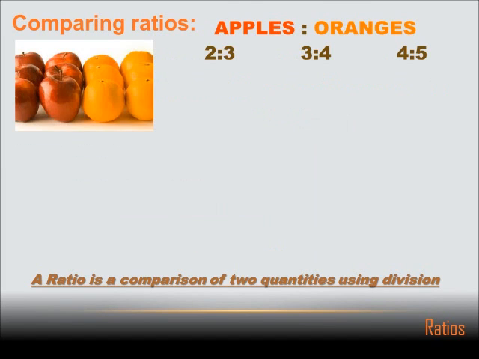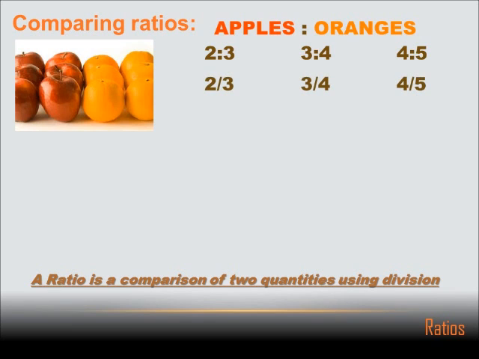All right, we understand now that a ratio is just a fraction, it's just a division problem. Can we compare ratios? Well, yeah, sure we can. Let's explore how we might do that. Let's say we've got a ratio of apples to oranges. So let's say we've got 3 ratios of apples to oranges. In one case, we've got 2 apples per 3 oranges. In another case, we've got 3 apples to 4 oranges. And in the third case, we've got 4 apples to 5 oranges.